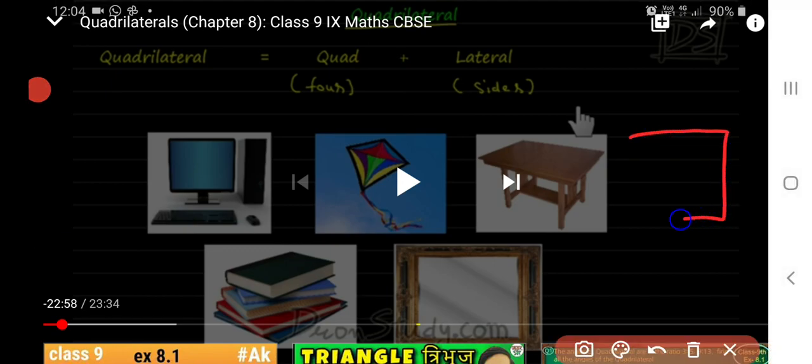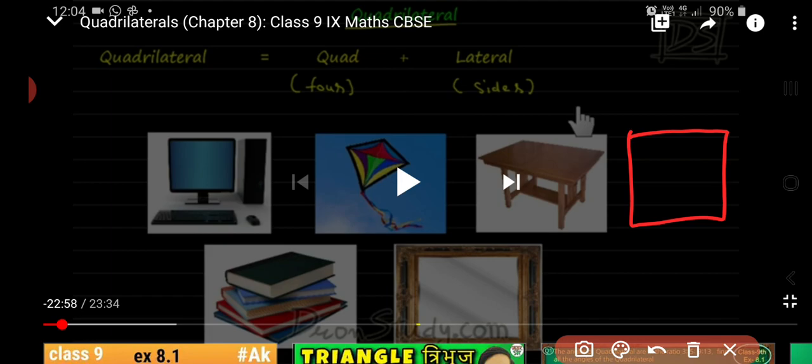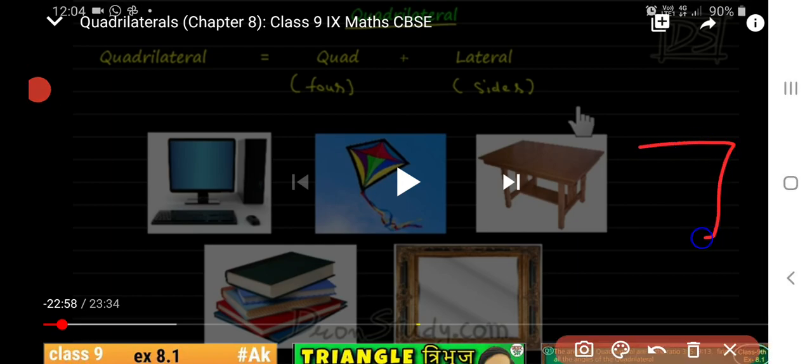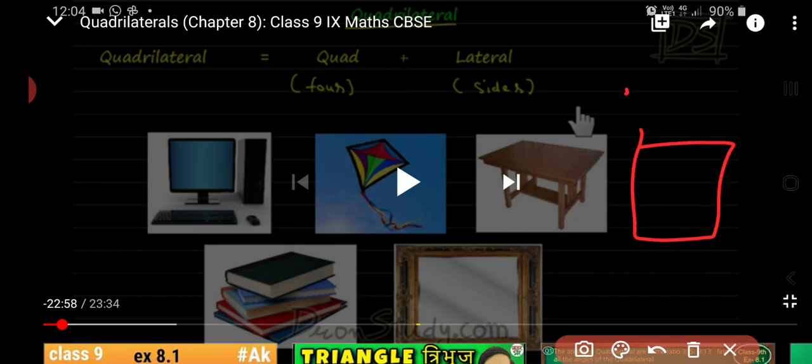Or if you want to show the name of this quadrilateral, then what is the method? The method is you have to write A, B, C, D. If you want to write this type, A, B, C, D, you have to write only in clockwise or anti-clockwise direction. Now, the quadrilateral name can be written by starting with any vertex.